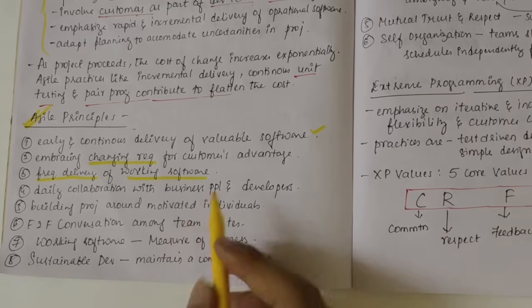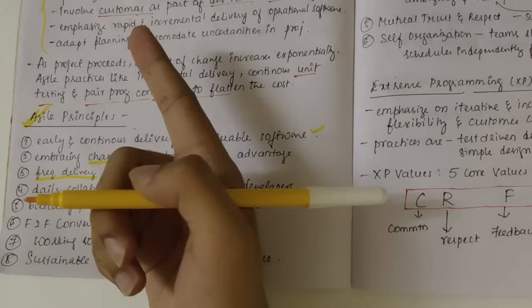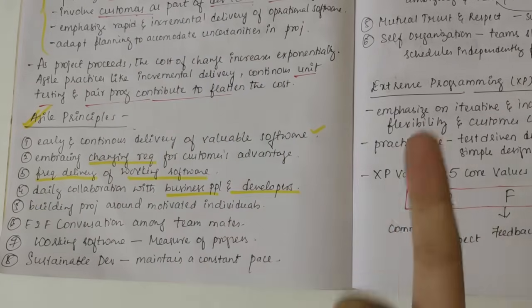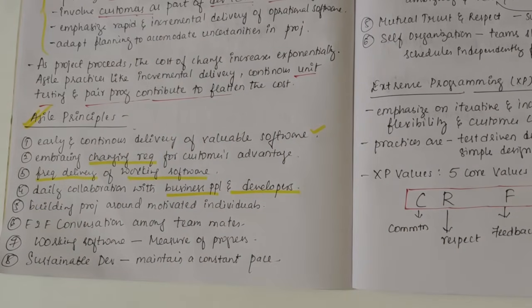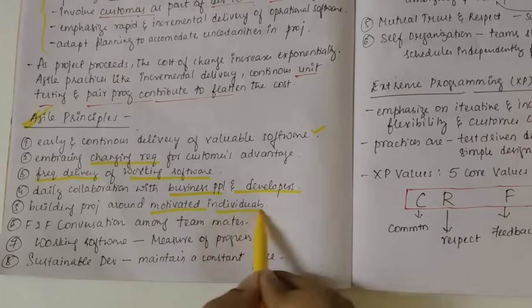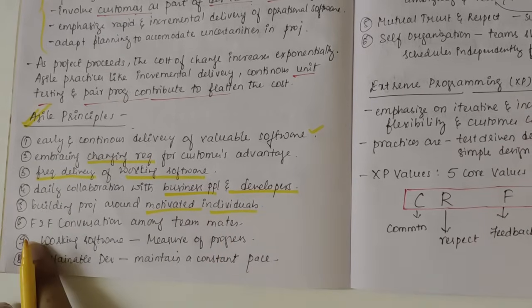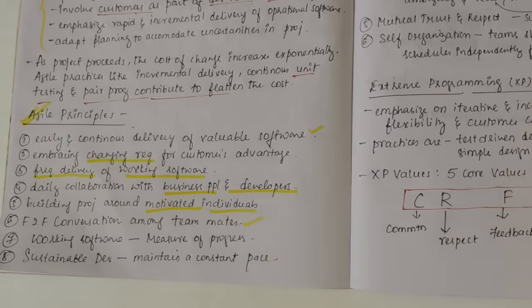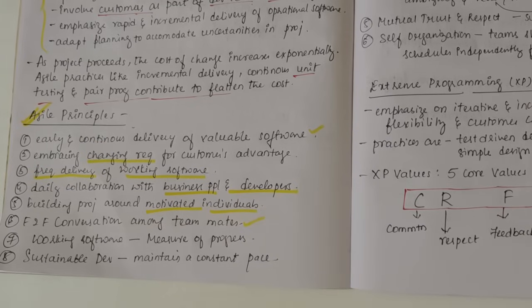Then we have the daily collaboration between business people and developers. So that's what we have discussed. Involving customers as a part of the development team helps us to align better with the requirements and work towards efficiency. Building projects around motivated individuals. And then the sixth principle is face-to-face conversations. Face-to-face conversations are the best way to communicate with teammates. By doing so, we can interact properly, rectify the errors on the spot, and it is effective in all terms.